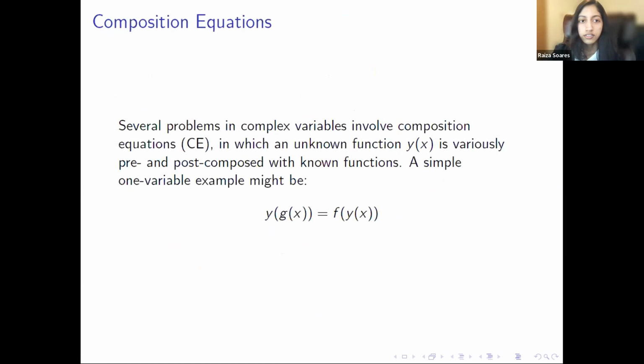So what is a composition equation? Several problems in complex variables involve composition equations in which an unknown function, y in our case, is pre- or post-composed with known functions. So in our simple one variable example, we have y of g of x equals f of y of x. Here we don't know y, but we do know f and g.